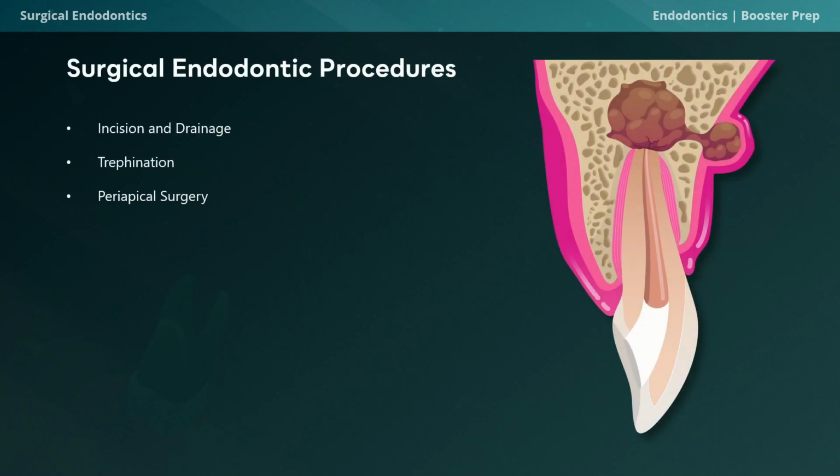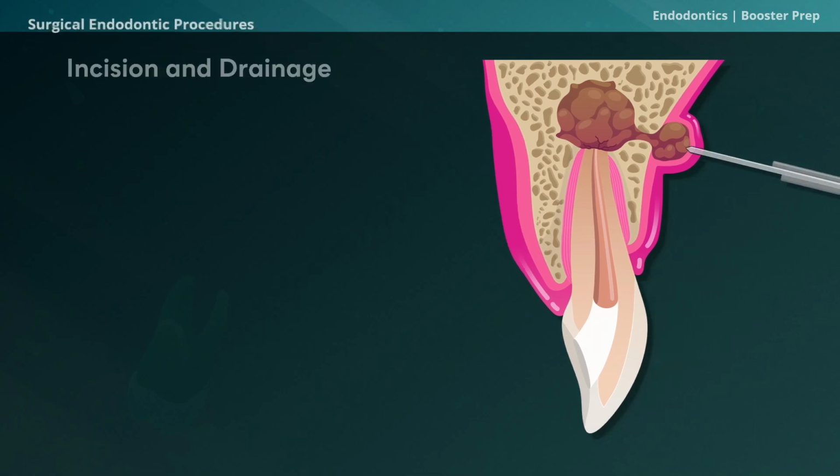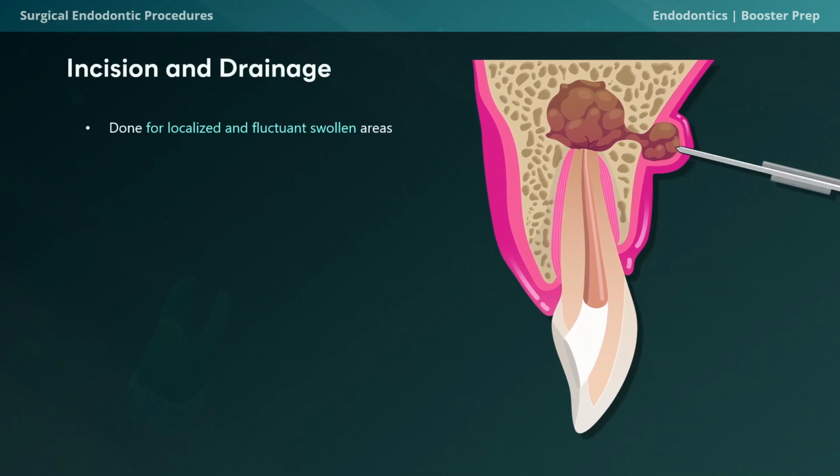Okay guys, with all of that out of the way, let's actually talk about a few different surgical endodontic procedures. We have incision and drainage, trephination, and finally periapical surgery. Let's begin by looking at incision and drainage.